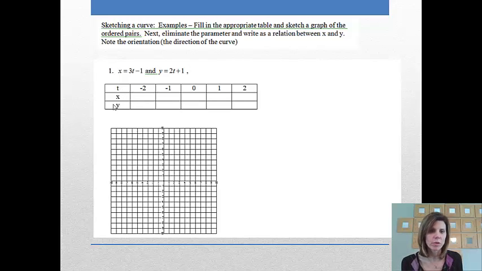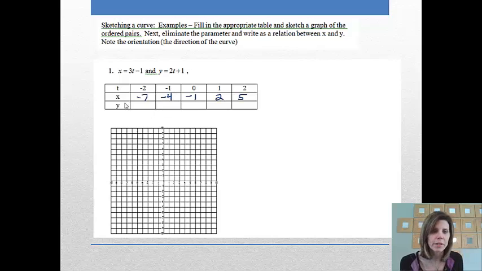So what we're going to do to get these x and y values, we'll just plug -2 into the x equation and we'll plug -2 into the y equation until we get it. So when we plug -2 into this equation right here, 3 times -2 minus 1 will be -7. And I'm just going to stick with the x's for all of these first. If I plug in -1, 3 times -1 minus 1 will be -4. Plug in 0, 3 times 0 minus 1 is -1. Plug in 1, 3 times 1 is 3, minus 1 is 2. Plug in 2, 3 times 2 minus 1 is 5.